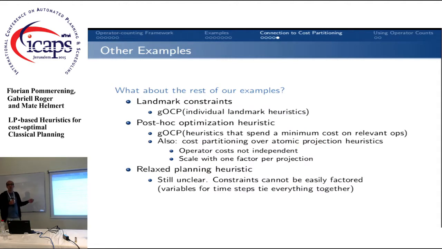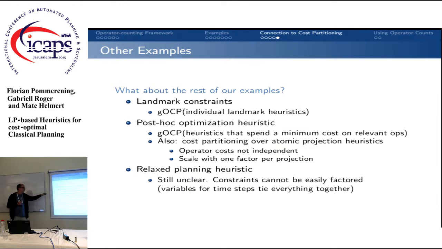So what about the rest of our examples? The first one we've already seen. We have seen that landmark constraints are cost partitionings of these individual landmark heuristics, where each heuristic just talks about one landmark. With this result, we can also see that it's the general optimal cost partitioning, which means that for these individual landmark heuristics, it doesn't make a difference whether we allow negative costs or not. So if we consider only landmark heuristics, we cannot actually gain anything by allowing negative costs.